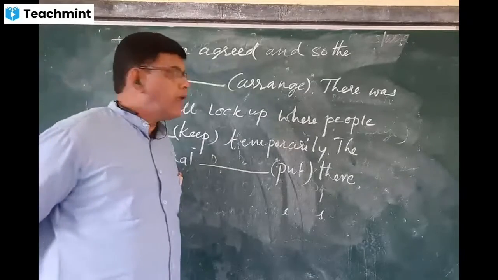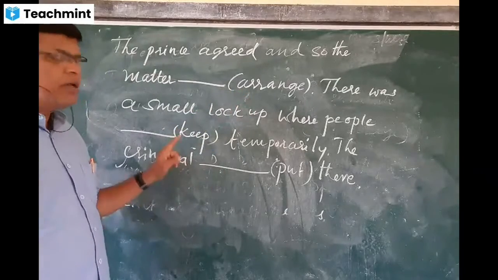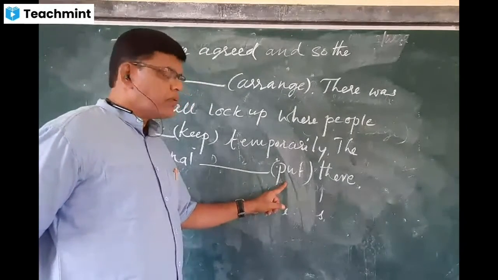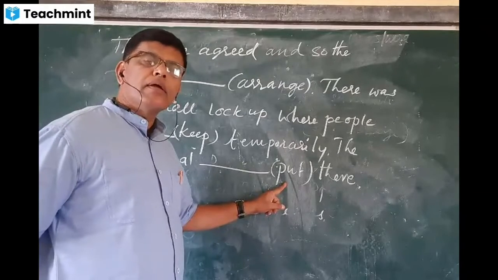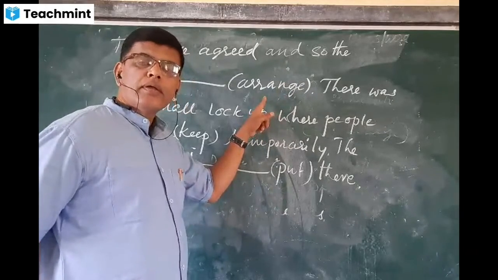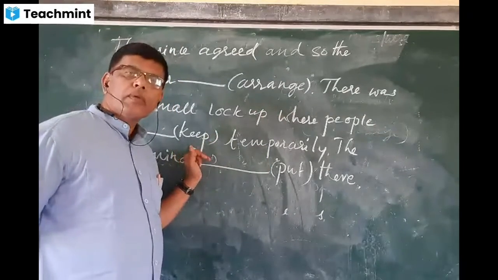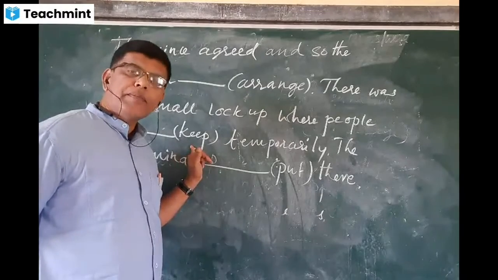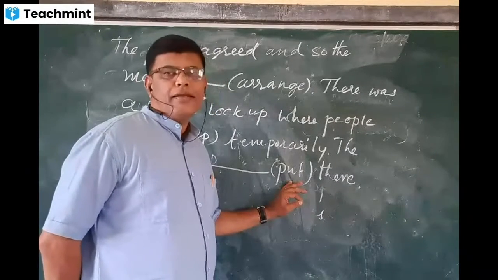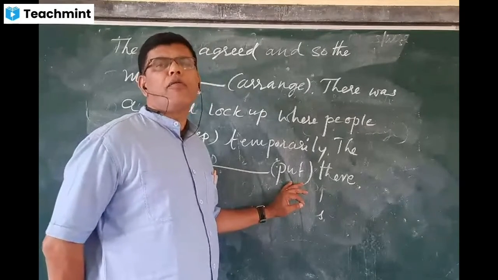So the three active verbs in this passage are arrange, keep, and then put. Can you remember the third form of all these three verbs? Arranged, sir. Arranged. Very good. Keep, kept. Yes, very good. Now put. Put. The past form is also put, and the past participle form is also put.